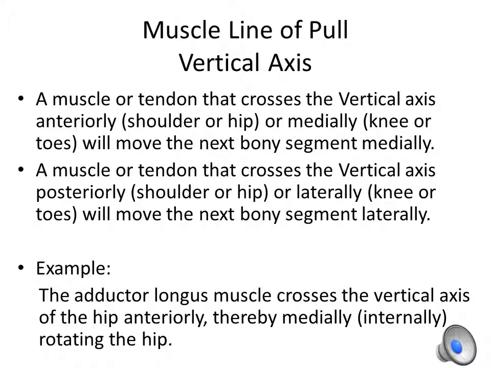A muscle or tendon that crosses the vertical axis anteriorly or medially will move the next bony segment medially. A muscle or tendon that crosses the vertical axis posteriorly or laterally will move the next bony segment laterally. An example of this is the adductor longus muscle of the hip that crosses the vertical axis anteriorly, and therefore medially rotates the hip.